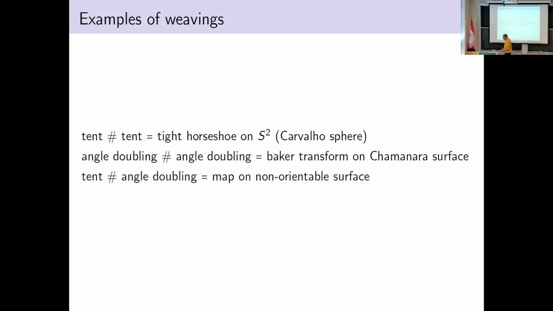But you can also weave together two different maps. Why not? I don't have a picture here, but I have some pictures in my notes if somebody wants to see it. It combines the identification for the tent map and the identification from the angle doubling map. So you have infinitely many Möbius strips that are glued together on one side, and that's what you get.